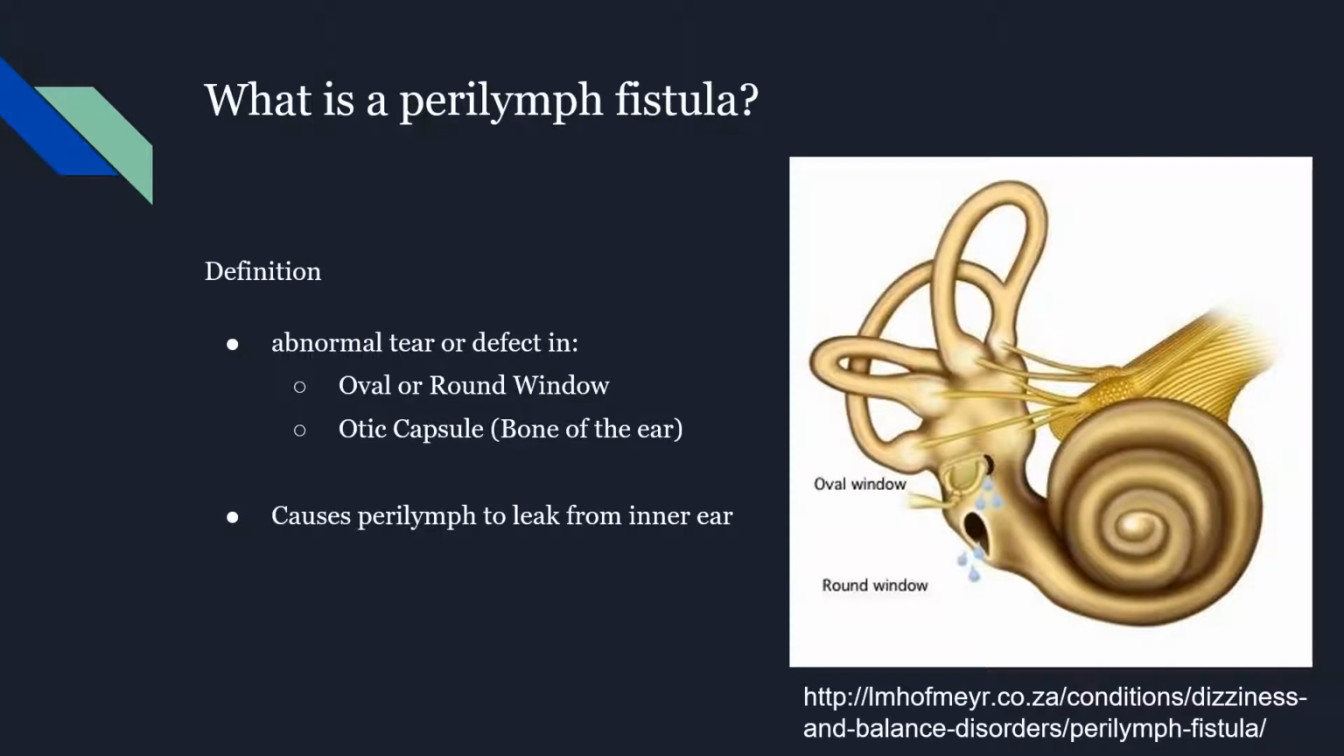Now you may ask, what is a perilymph fistula? A perilymph fistula is an abnormal tear or defect in the oval window, round window, or otic capsule. This causes the perilymph fluid to leak from the inner ear and cochlea out into the middle ear space.